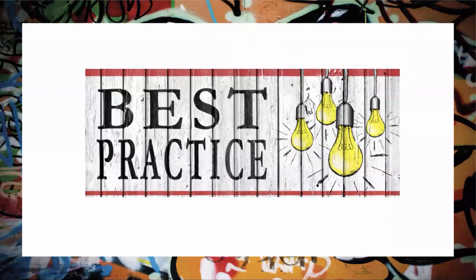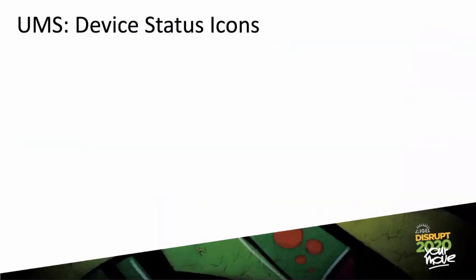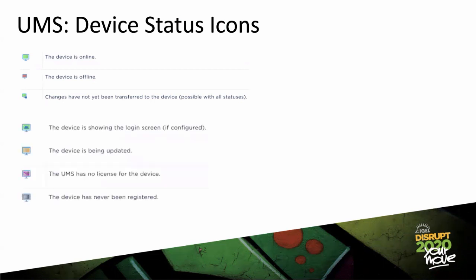Part 3, best practices. In the UMS, we said in the beginning, in the demo in part 1, there is some special icon so that you see the device status. We have different icons, so we wanted to take the opportunity to show you all the icons. Perhaps you don't know all of them. Of course, you know the green and the red, or if some changes have not been transferred to the device yet. But there are some more.